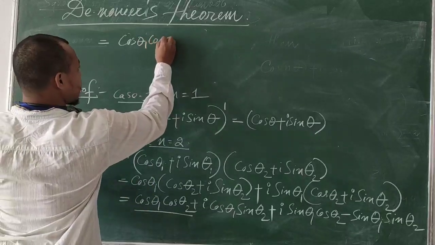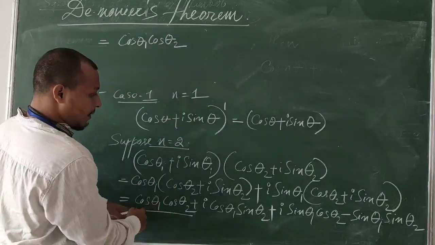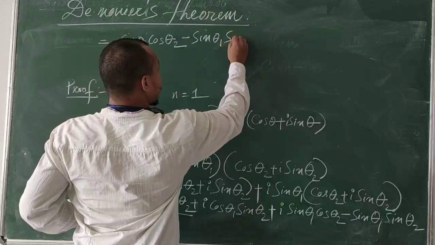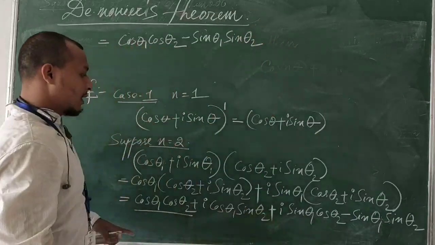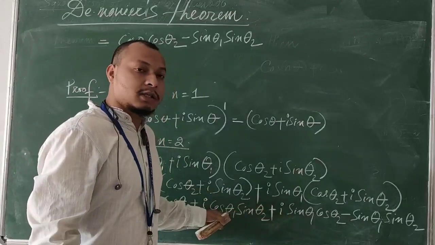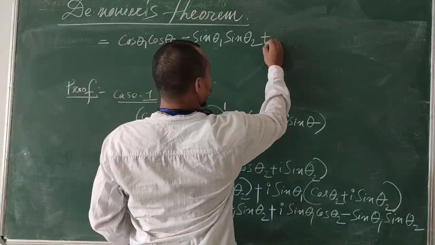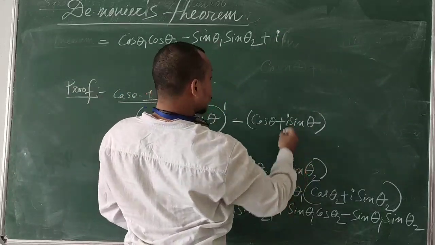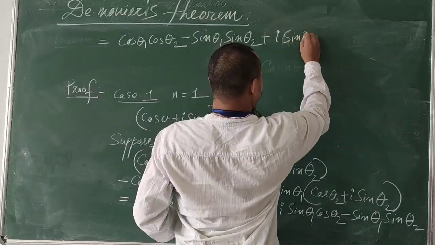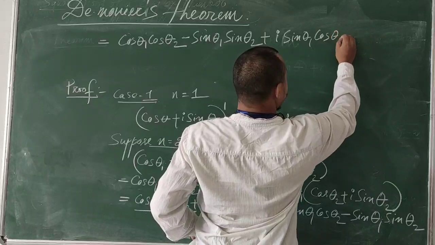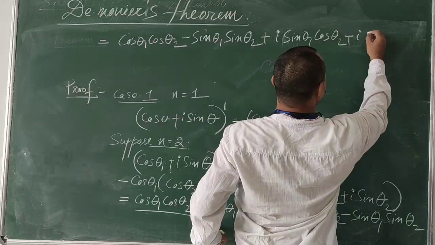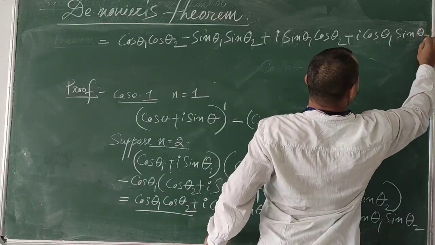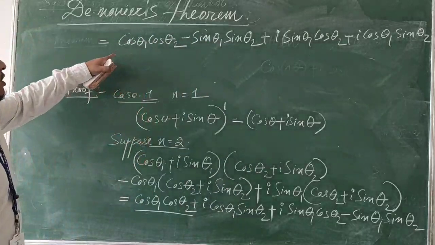cos theta 1, cos theta 2. Okay, this is the real part, and the other real part is here, minus sin theta 1 sin theta 2. Now I am going to write this imaginary part together, plus i into... Okay.